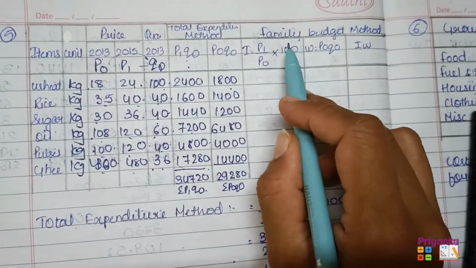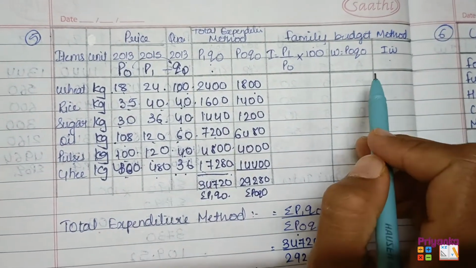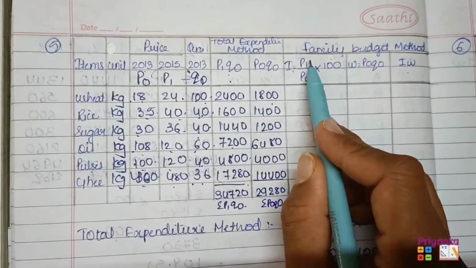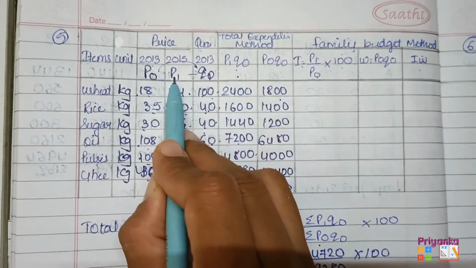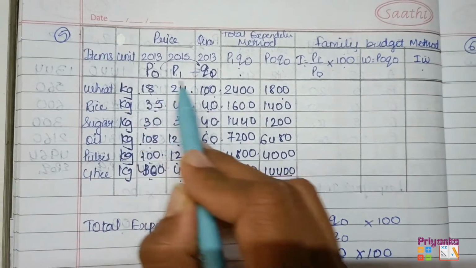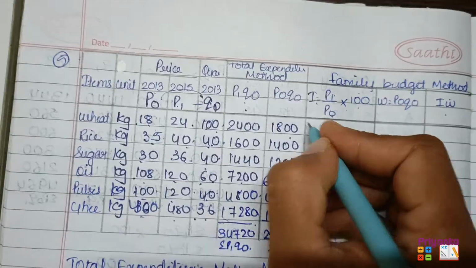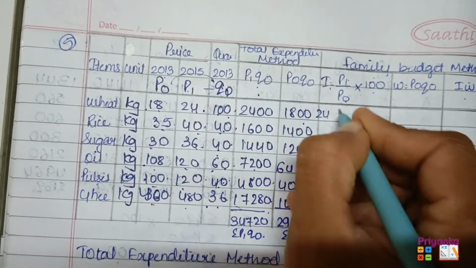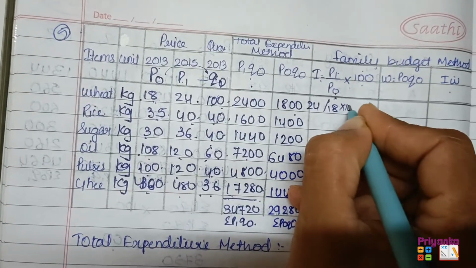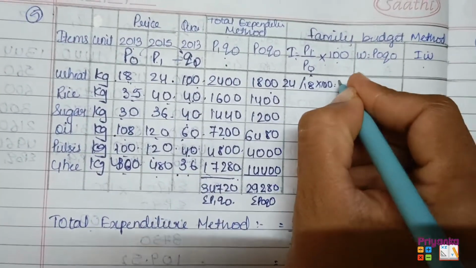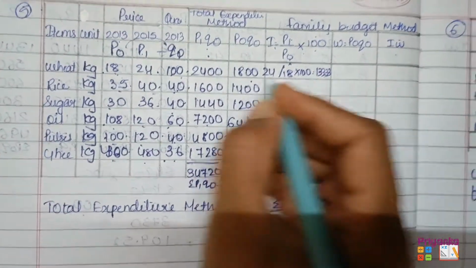Now even if they ask you for the family budget method, family budget means sigma IW divided by W. Here I will be found out by getting P1 divided by P0 multiplied by 100. Here we have the P1 column and the P0 column, which we will divide. So let's start with the first. P1 is 24, divided by P0, that is 18, and multiplied by 100. Here you will get 133.33. Please do it on your calculator.